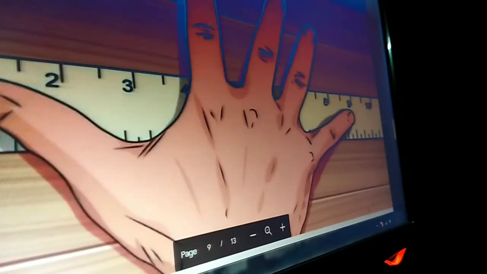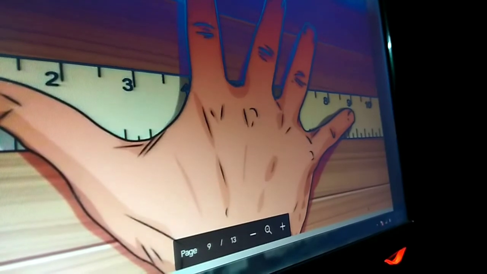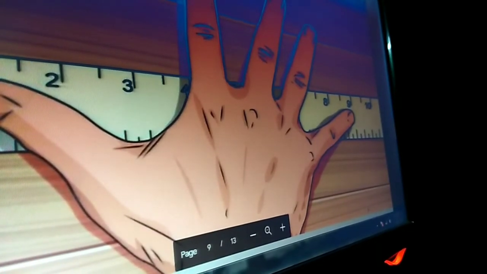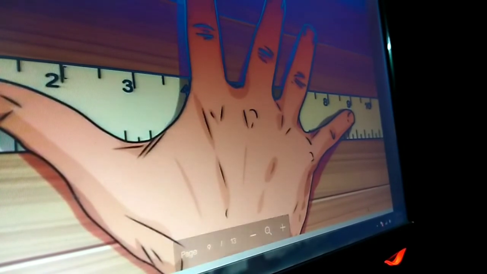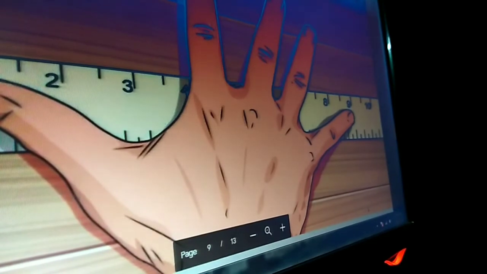Next, this is the hand span. This man's hand span is how many centimeters? 8 centimeters, because it is starting from 1. So 0 to 1 is 1 centimeter, 1 to 2, 2 to 3, 3 to 4, like that. If you consider, 8 centimeters is the hand span length.